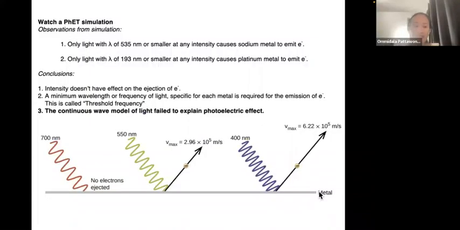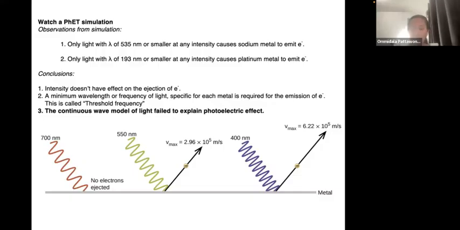From the simulation, you can see that the continuous wave model of light failed to explain the photoelectric effect, because not all waves can cause the emission of electrons, and also not all intensities of light can cause ejection of electrons as well. It has to be at a minimum wavelength or frequency of light for a specific metal that is going to be required for the emission of electrons. And that minimum frequency is what we call the threshold frequency. Again, it's specific for each metal.